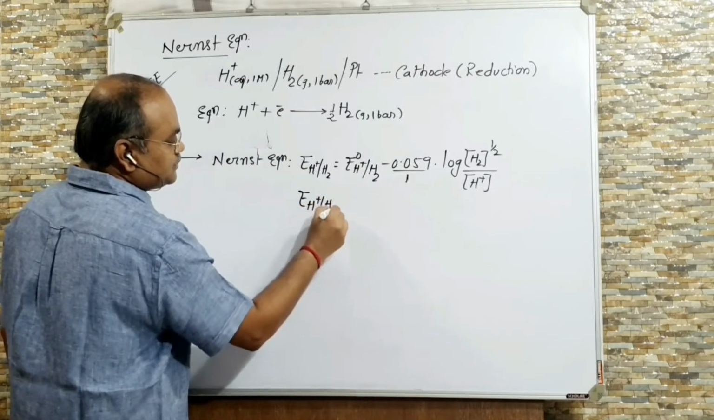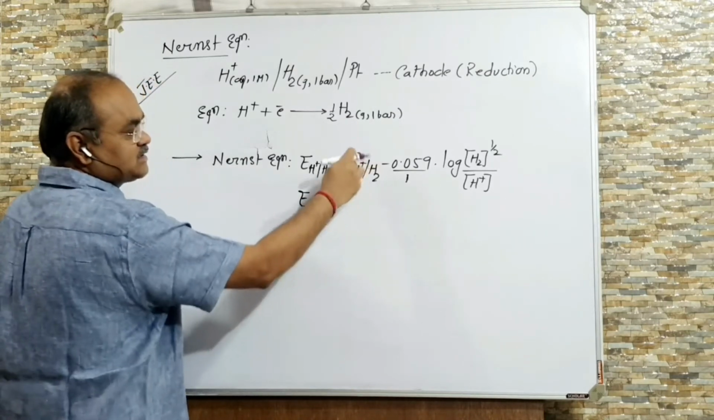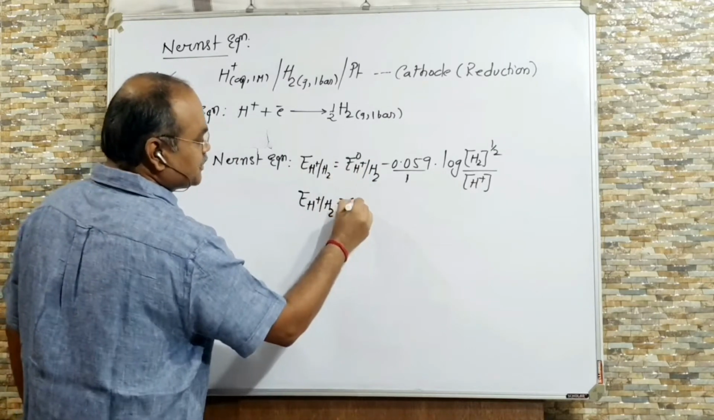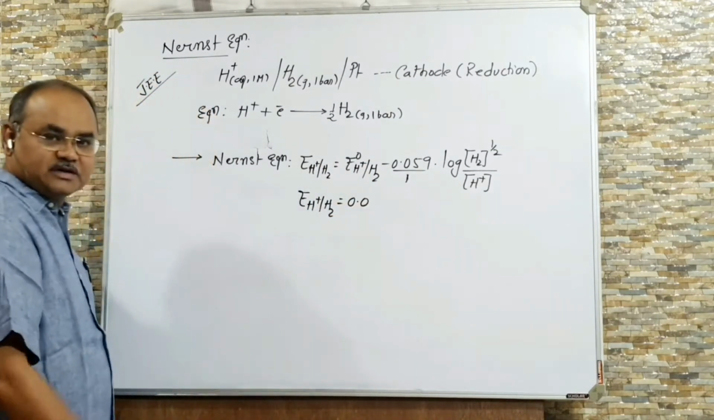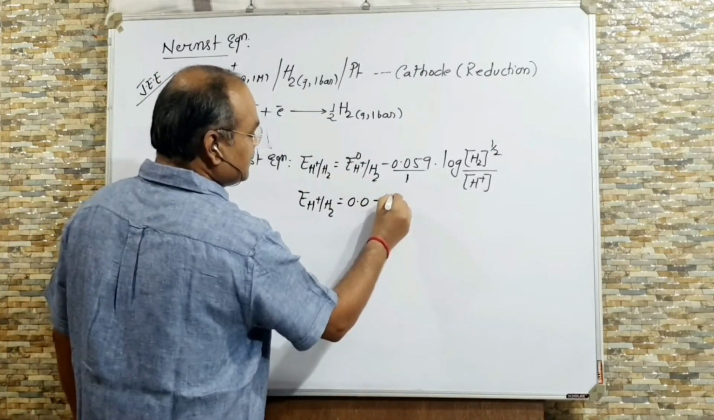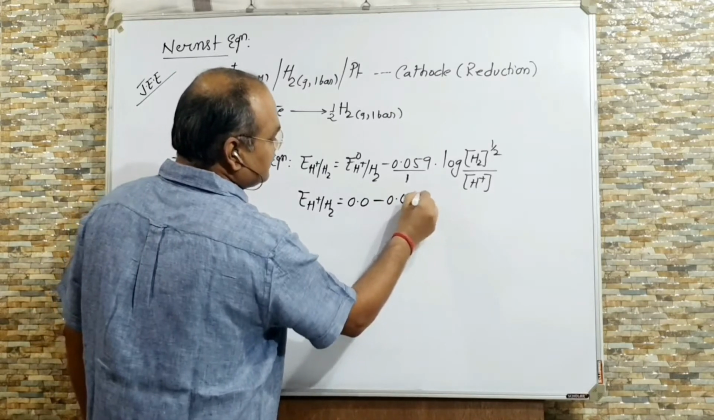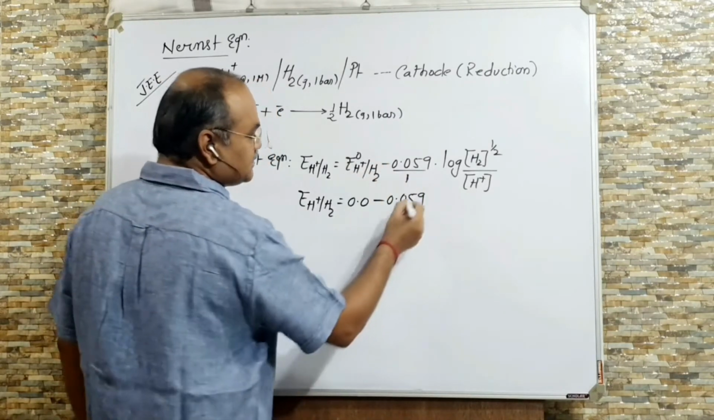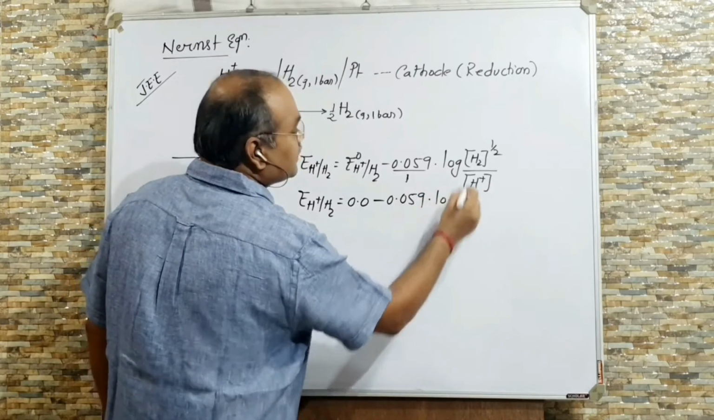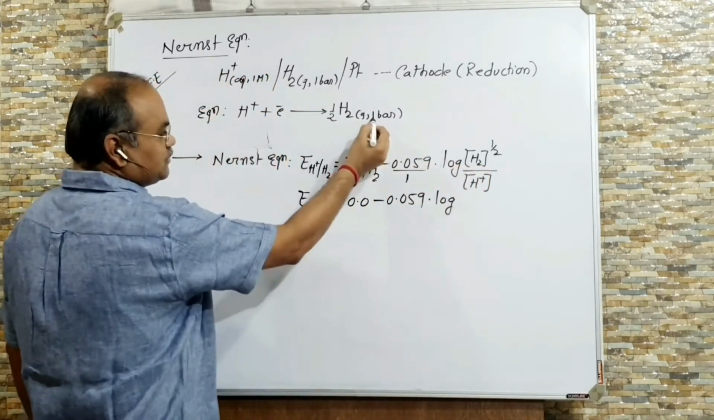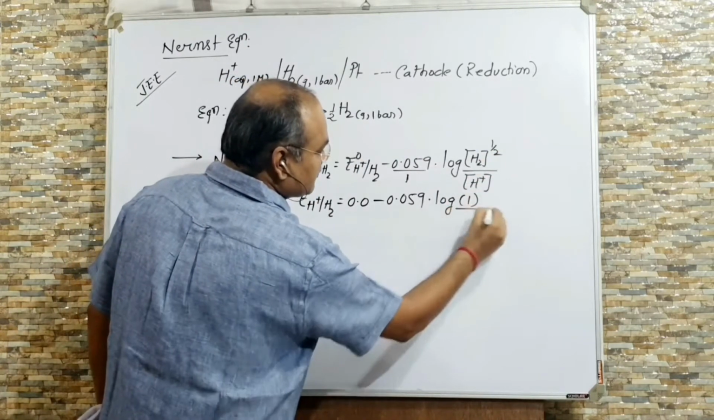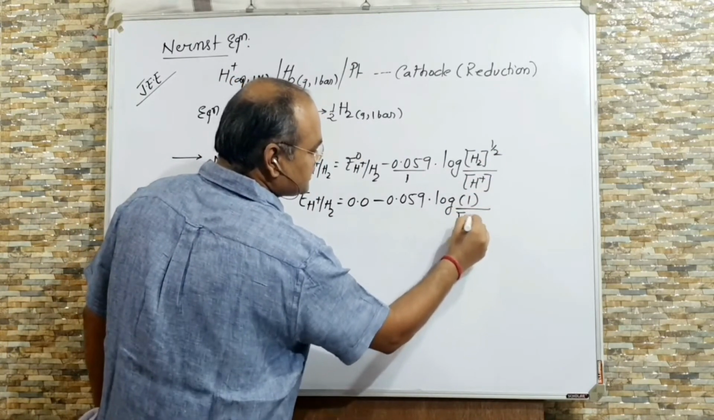Now what is E0 of H+ | H2? We know the standard reduction potential of hydrogen, whether it is oxidation or reduction, will be 0.0 volt. Yesterday we wrote it arbitrarily, it is considered as 0.0 volt. This will be 0.059, approximately you can take 0.06. Then here log of the pressure of the hydrogen gas, which is given as 1 bar, so 1 raised to half will be 1 only, and here it is given H+.